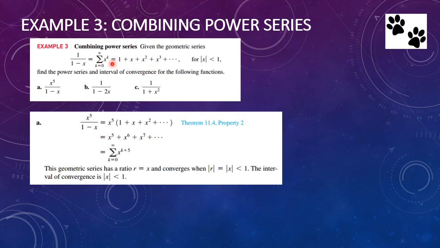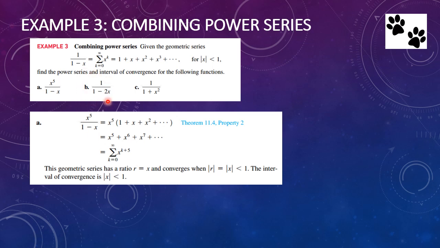So what's happening here is that we now have a summation of x to the k plus 5, right? x to the 5th times x to the k is x to the k plus 5. This geometric series has a ratio which equals x and converges when the absolute value of r, which is the absolute value of x, is less than 1. And so the interval of convergence is the absolute value of x less than 1.